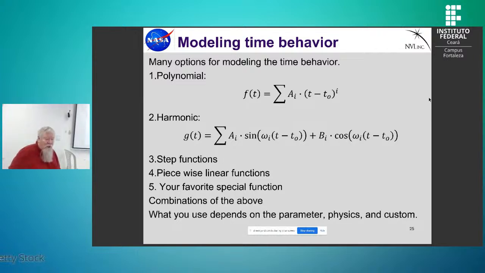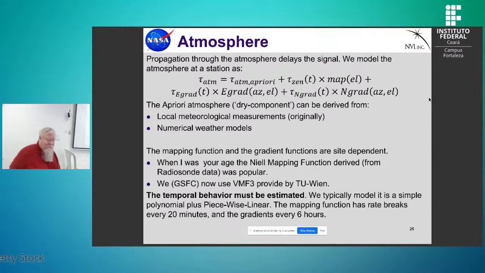Usually what we do is, the more modern thing is piecewise linear functions. Now, when we go through the atmosphere, we model the atmosphere as several streams. We have the a priori, which is calculated. Then we have the zenith atmosphere times some mapping function. The mapping function depends on the elevation. And then we have other terms called gradient terms.